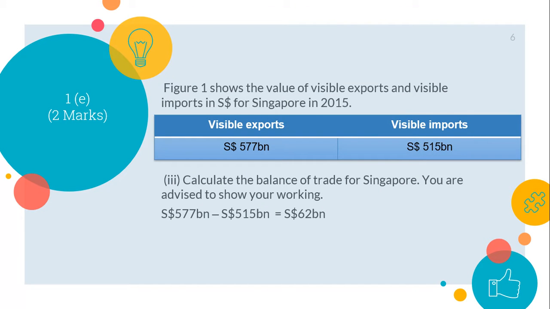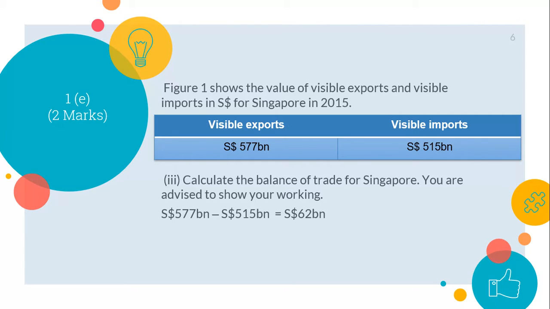The next question, figure 1 shows the value of visible exports and visible imports in Singapore dollars for Singapore in 2015. Visible exports is 577 billion. Visible imports is 515 billion. Calculate the balance of trade for Singapore. You are advised to show your workings. Okay, so this is related to international trade. The balance of trade is the difference between the visible exports and the visible imports.